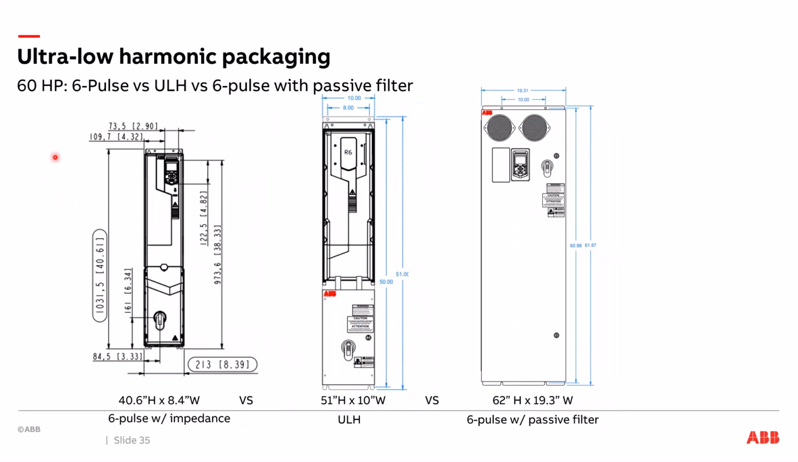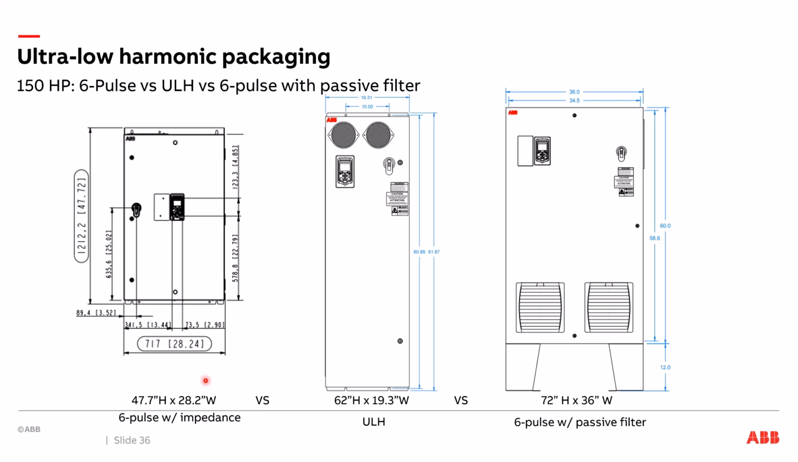Now I'm going to go up to a 60 horsepower. My standard drive was 8.4 inches wide. My 60 horsepower active front end is only 10 inches, so 1.6 inches wider there. But my drive with a passive harmonic filter is 19.3 inches. So again, it's over doubled the width because of the passive harmonic filter. Again, the ultra low harmonic drive is a smaller solution than the passive harmonic filter.